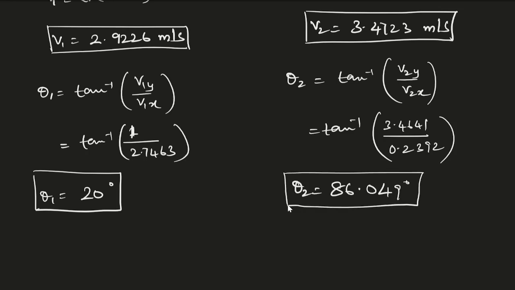So these are the values: v1 after the collision with an angle of 20 degrees and v2 with an angle of 86.049 degrees. I hope you understood this problem.